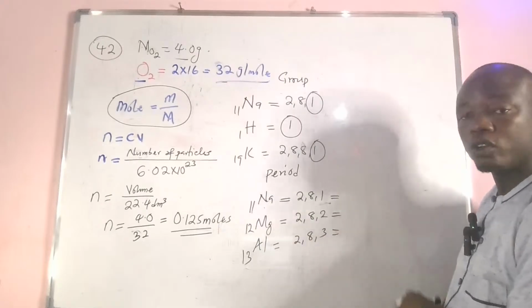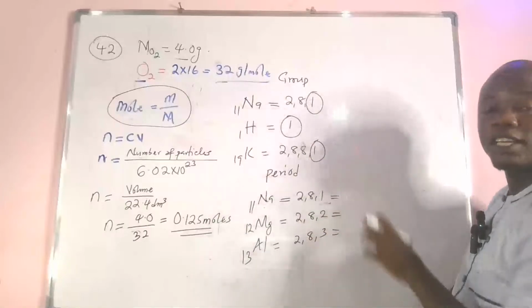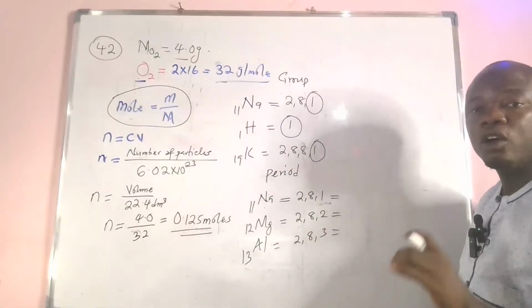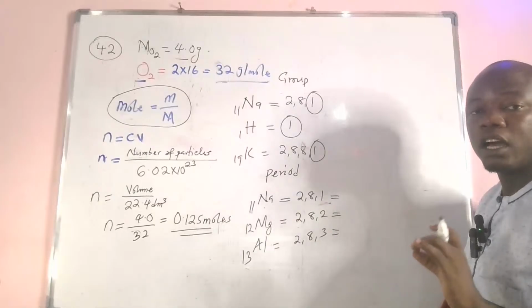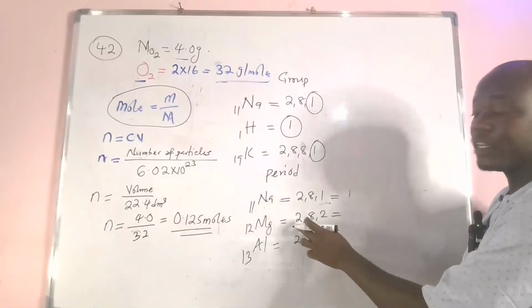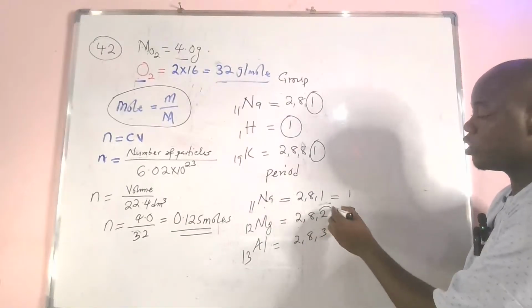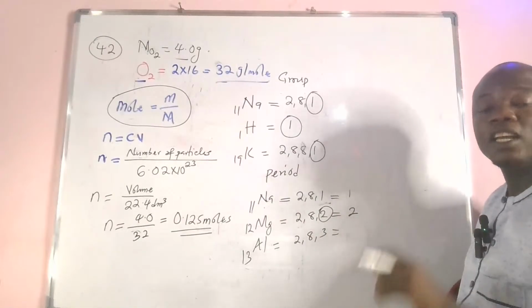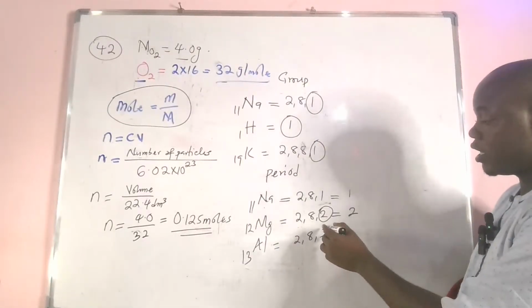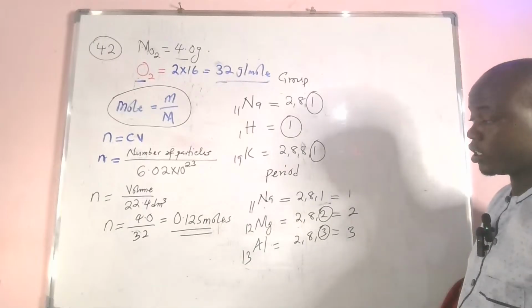And then the aluminum. So from this explanation, you can understand that elements in the same group have the same number of electrons on their outermost shell. So this tells you that sodium is in group 1 and magnesium is in group 2, because the total number of electrons on the outermost shell is what indicates the group to which the element belongs. And then we have aluminum, which is in group 3 in the periodic table.